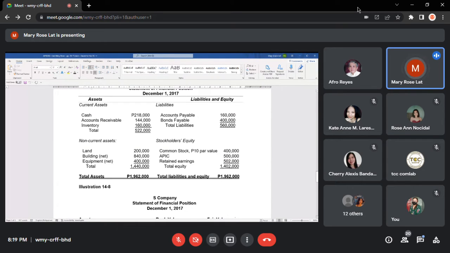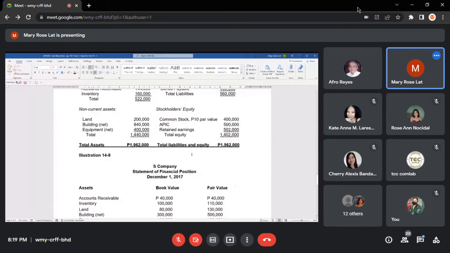Liabilities, accounts payable, 160,000. Bonds payable, 400,000. Total liabilities, 560,000. Stockholders' equity, common stock, 10 pesos par value, 400,000. APIC, 500,000. Retained earnings, 502,000, with a total equity of 1,402,000. The total liabilities and equity is 1,962,000.